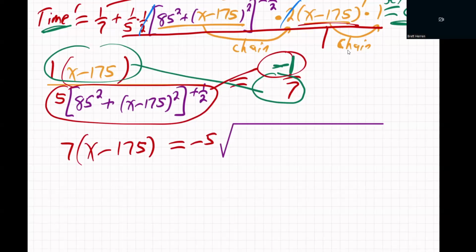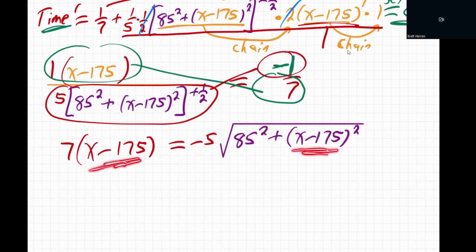The square root of 85 squared plus x minus 175 squared is x minus 1. Now notice I'm leaving that inside. I'm not multiplying it out because something nice can happen. Do you see this guy and this guy? I'm leaving them because something nice is about to happen where I can get rid of them. All right, you good so far?